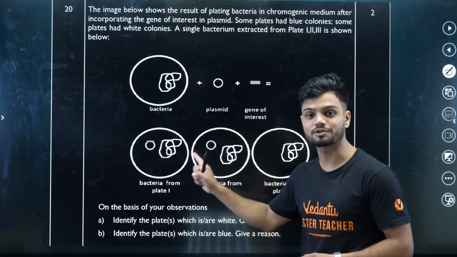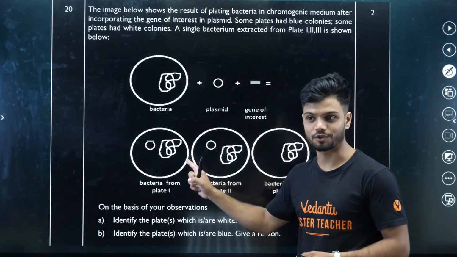Again, a diagram-based question. Are you noticing? Three in a row. Yes, third is the lucky one. Again, an easy question. Don't worry, even though it is diagram based, it is extremely easy. What is the question here? The image below shows the result of plating bacteria in a chromogenic medium.